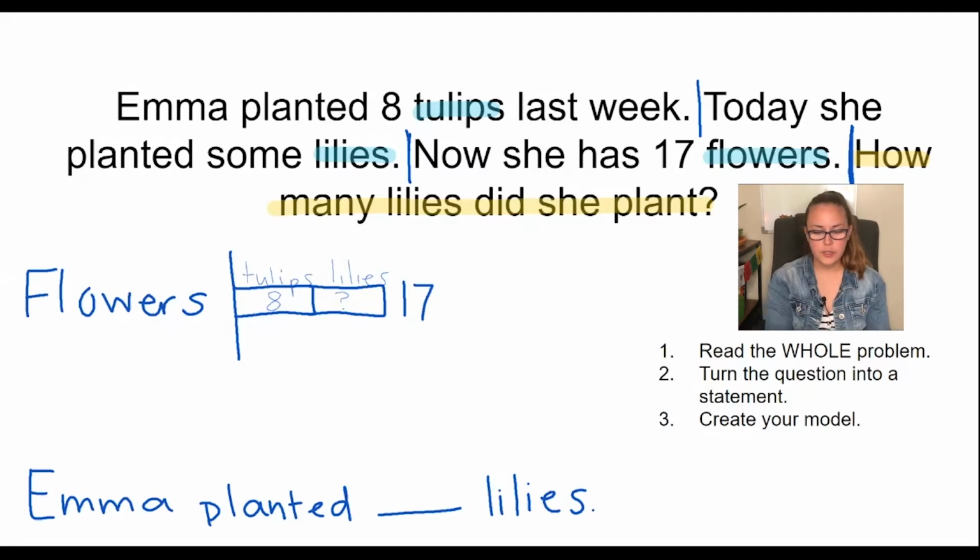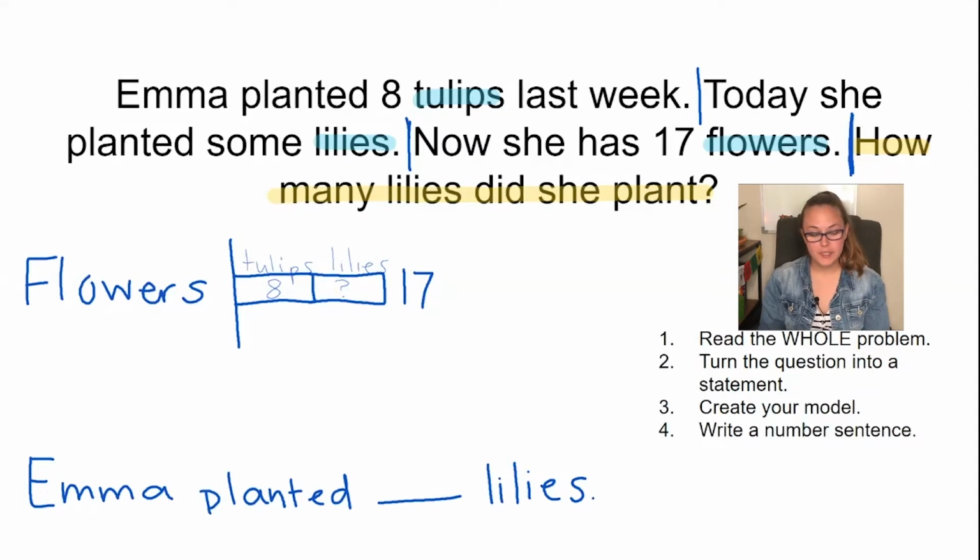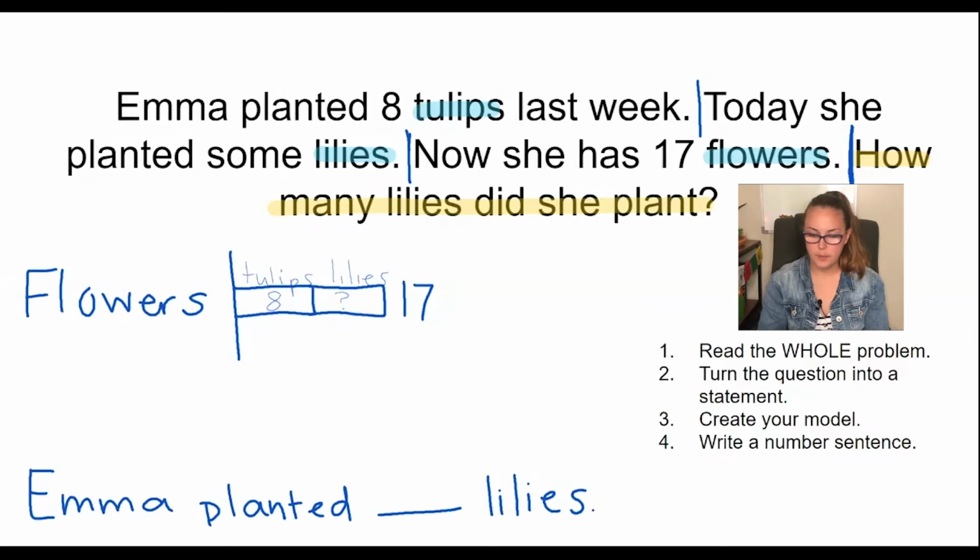Okay? So this is what your completed model should look like. We have the subject on the left, the bar model with 8 tulips and some lilies, and the total of flowers on the right. Great job. That was a long step. The next step is to write a number sentence using your model. So can you write a number sentence using the model here?